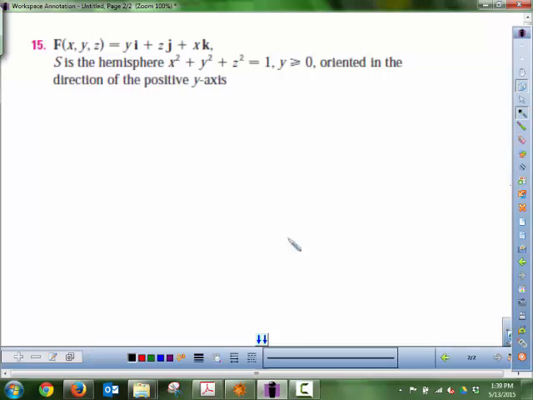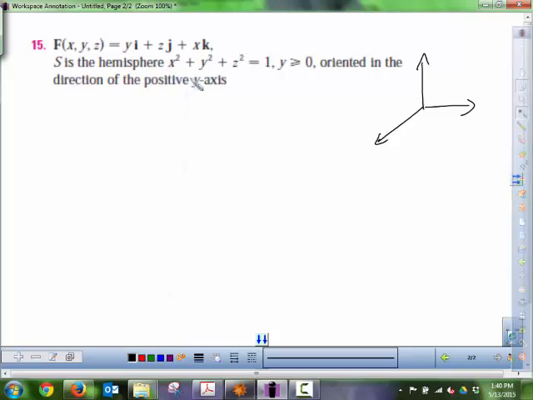The first thing we want to do is get a sketch of how this surface might look like and identify the curve C, the boundary of that surface. We got the sphere x squared plus y squared plus z squared is equal to 1, and this gets chopped off when y is bigger than or equal to 0. So this is your surface. Now, the orientation that we want for this is in the positive y-axis, so we want our orientation going like this.